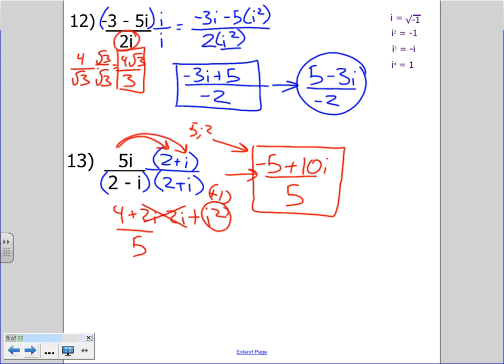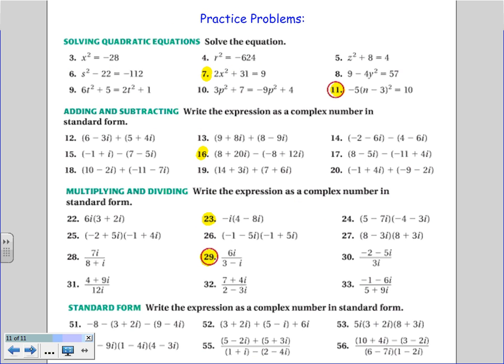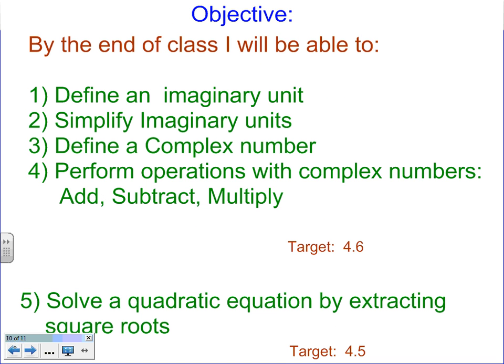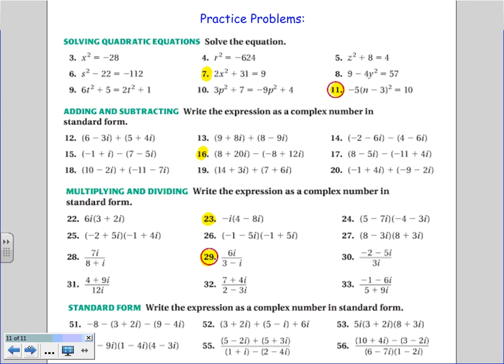These are just proper ways to write these numbers. So we've seen how to simplify i, how to add it, multiply it, and divide it. Again, this whole lesson is on how to work with complex numbers and basic operations. Looking at our objectives, you can go through there to see where you're at, working with complex numbers. For homework this week, I want you to try a couple of problems. I highlighted them here in yellow.